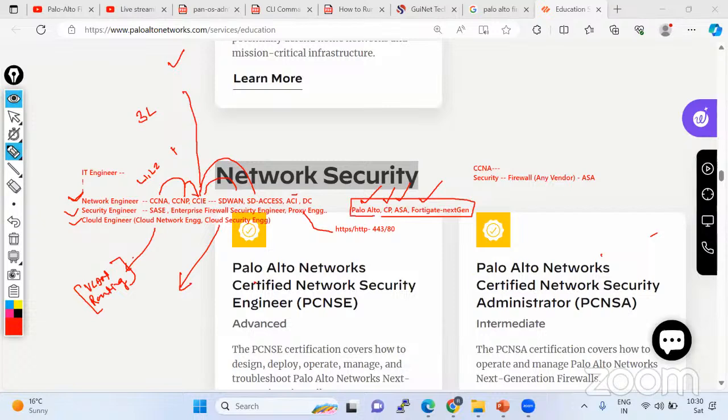And this is our program, to make an engineer from zero to hero. I want to switch my profile. I want to switch into the security field, so I want to start from Palo Alto. That's good. How much experience do you have right now? I have 10+ years of experience.